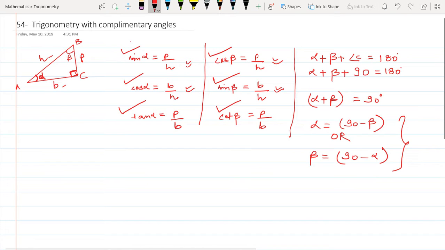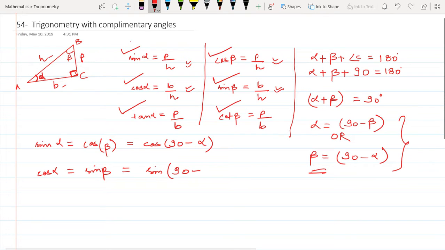What this actually tells you is that when the angles are complementary, their opposite trigonometric functions are equal, which means that sine of alpha is equal to cos of beta, which is not very important, but what is important is sine of alpha is equal to cos of 90 minus alpha. You see, beta is equal to 90 minus alpha. Similarly, cos of alpha is equal to sine of beta, which is equal to sine of 90 minus alpha.